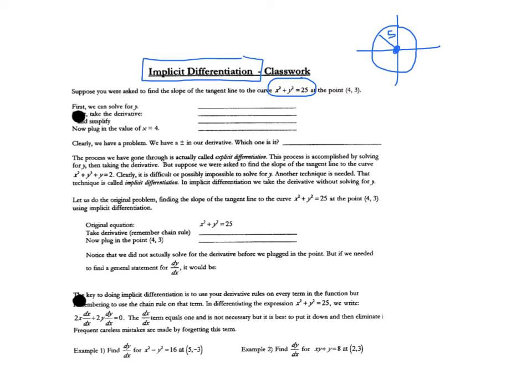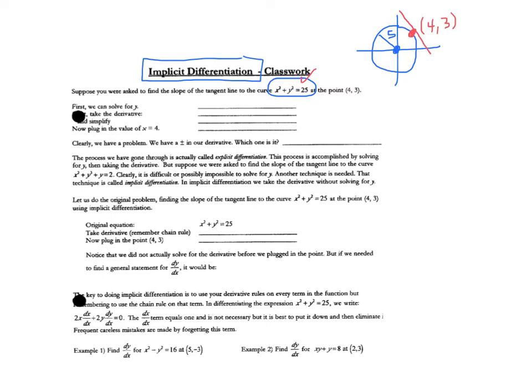We're trying to find the slope of the tangent line at the point (4, 3). So let's say this is our point on the circle, (4, 3). Notice if you do 4 squared plus 3 squared, you get 16 plus 9, which is 25. That confirms that that point is on that circle. So we're trying to find the slope of the tangent line going through that point.